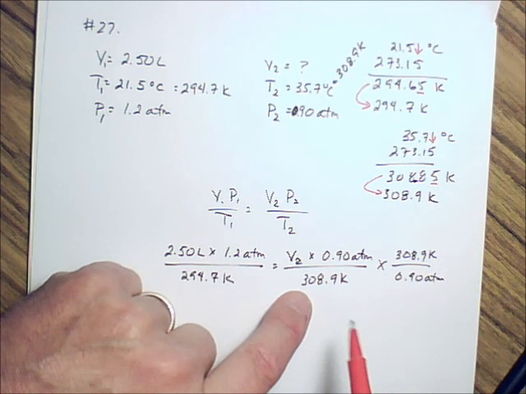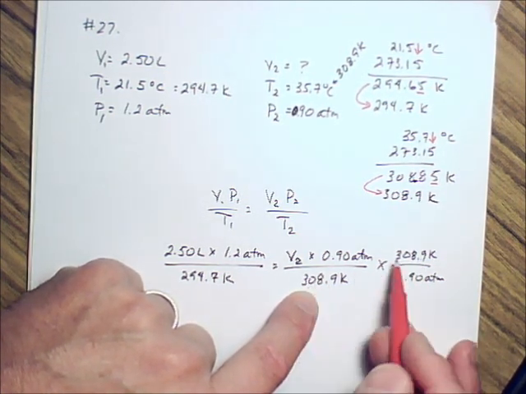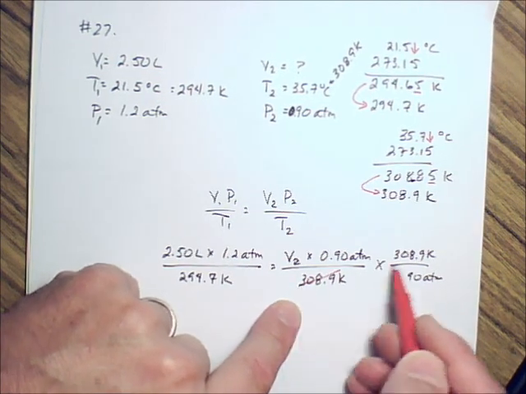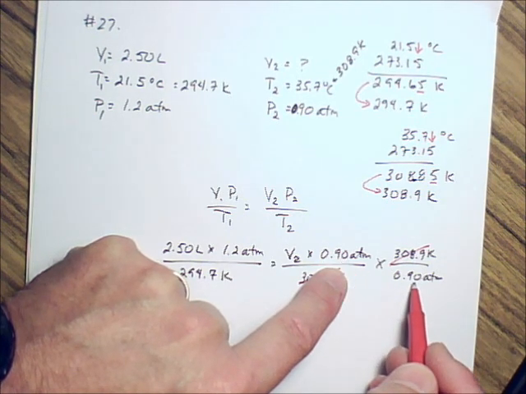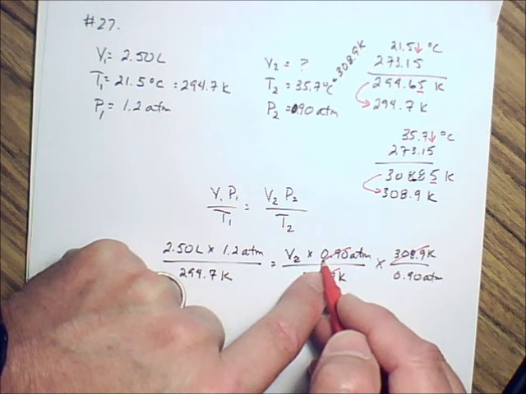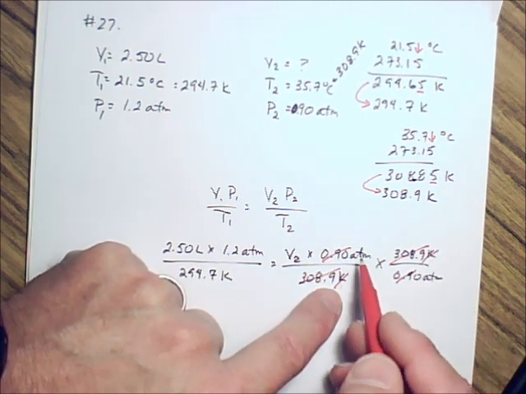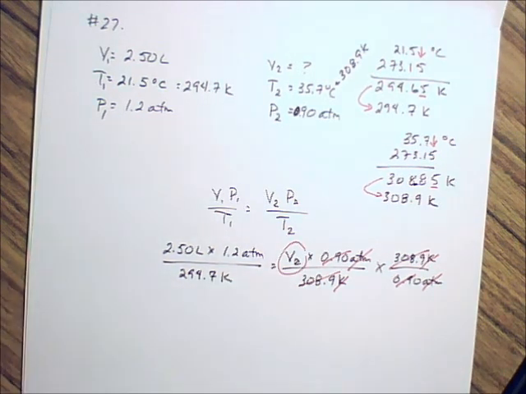And because I have this number exactly the same as this number, top and bottom of two fractions in a multiplication problem, these can cancel. And these numbers, I have this number on the top and this one on the bottom of a multiplication problem where they're in fractions. Those numbers can cancel. Likewise, the units can cancel, K on top, K on bottom, and atmospheres top and bottom. So I have V2 by itself.